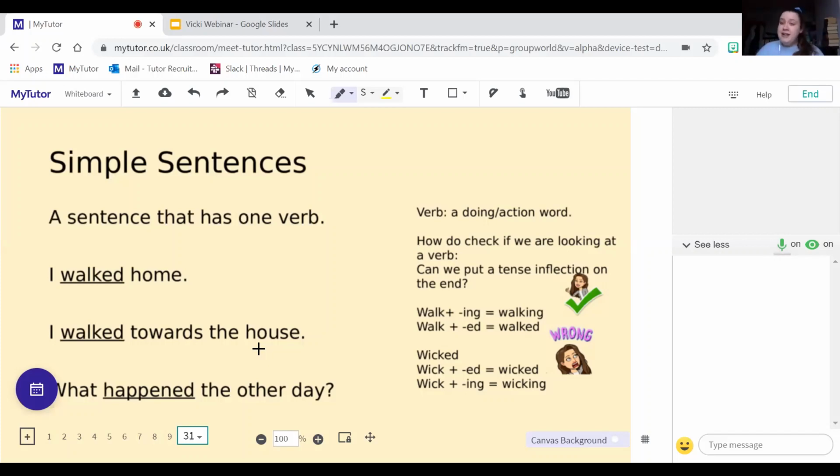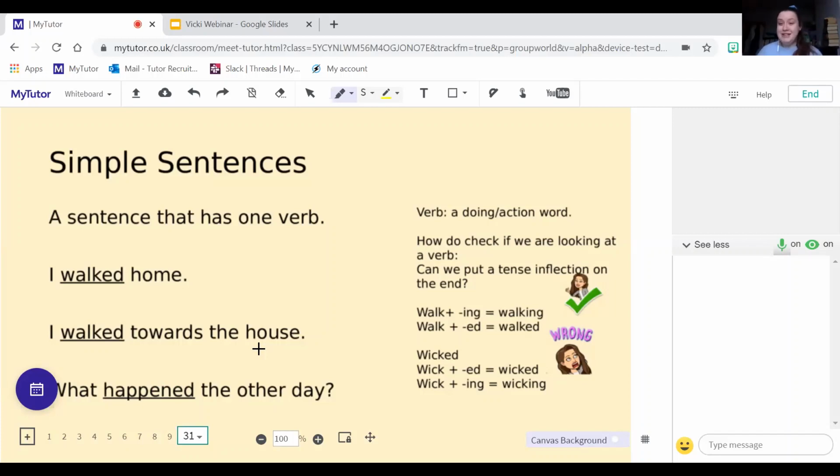So a really nice way for checking if it is a verb that we're looking at is putting a tense inflection on the end. So ing, ed for regular verbs. We have things like run and ran where the vowel changes in the middle. It won't work for everything, but hopefully your intuition will help you. So we've got walk there, we can add ing for walking and ed for walked. We know that's a verb.